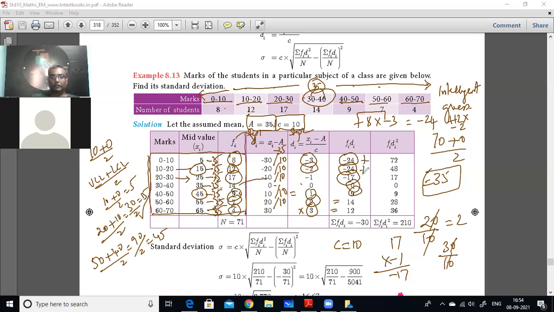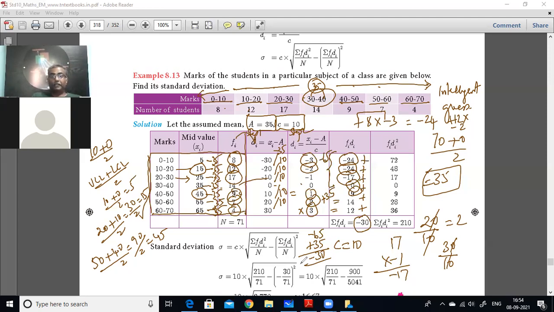Now you make the sum of all of this. Minus 24, minus 24, 48, plus 17, 65. This will be minus 65. Then 9 plus 14 plus 12, 26, 35. So minus 65 plus 35 will give you minus 30. That is the answer. Sigma f i d i is minus 30.